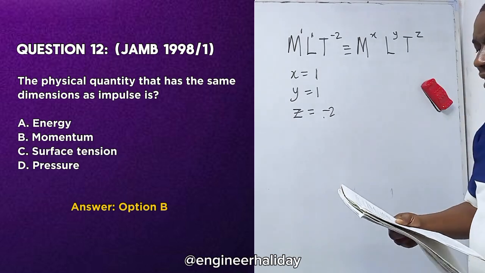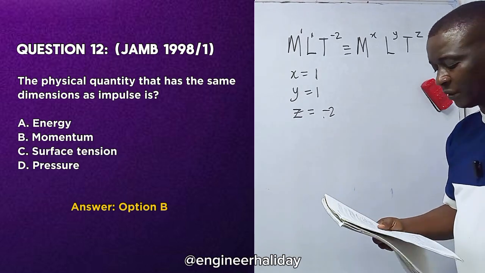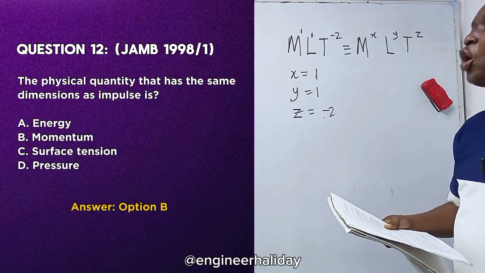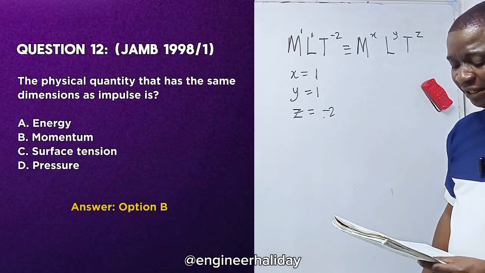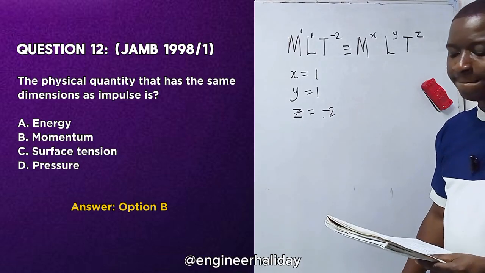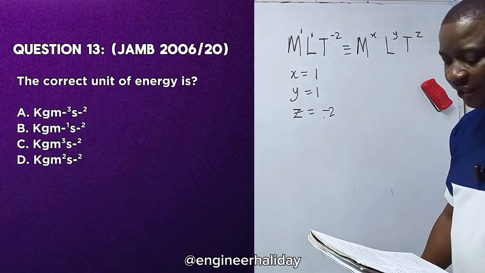Energy, moment, torque, and work have the same dimension. Surface tension and force constant have the same dimension. Then pressure, Young modulus, and stress all have the same dimension. So the answer to that question for impulse is momentum.